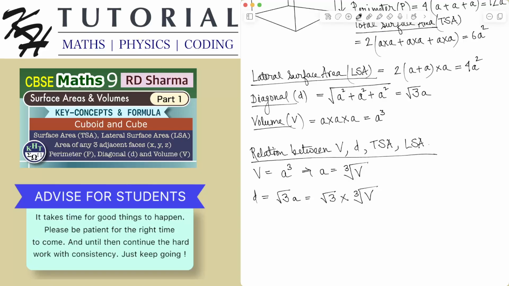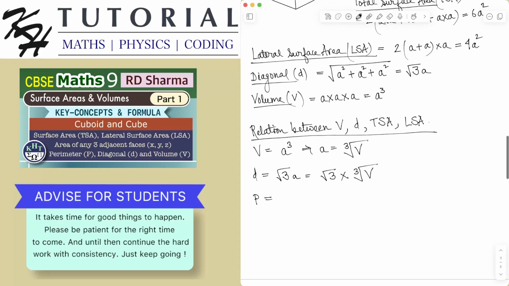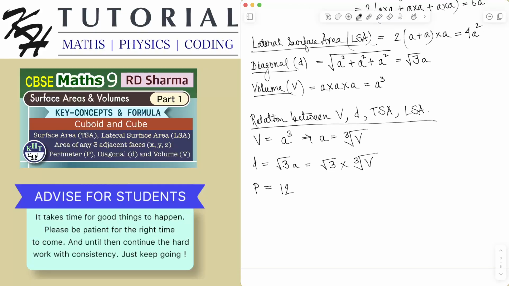Now what is perimeter? Perimeter is 12A. So once you know A, the perimeter is 12A. So this is equal to 12 multiplied by cube root of V.